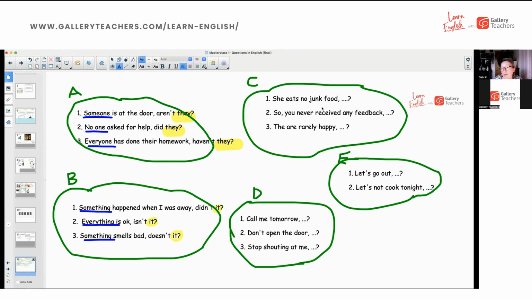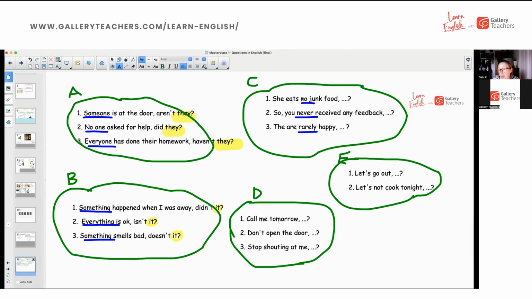Okay, now how about C in that case? So what do you think we have here? Let me just highlight it. So we have no, never, and rarely. Good, Ashik. It for things. That's it. Yes, and they for people. You could say that. Yes, yes, yes.